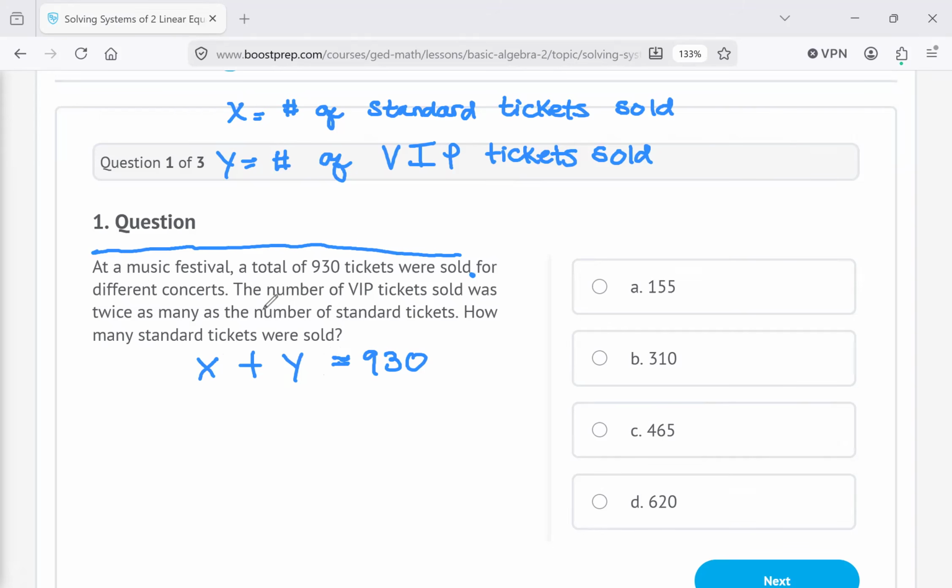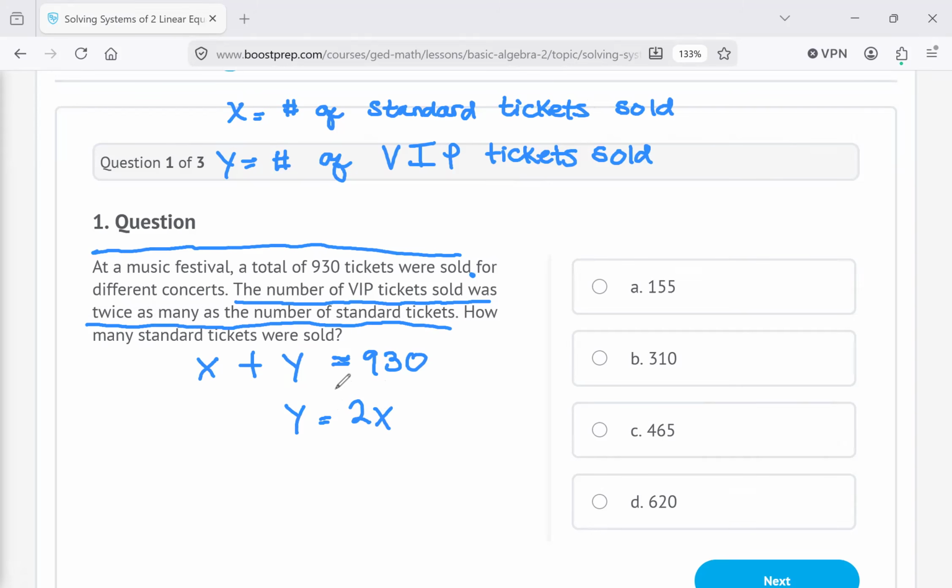Now let's look at the second equation. The number of VIP tickets sold was twice as many as the number of standard tickets. Okay, that's a bit confusing, but we can come up with an equation based on this sentence. How would I create my equation? The number of VIP tickets. So what is VIP? Y. So we can say Y equals twice as many as the number of standard tickets. So that's like saying two times X, because X is the standard tickets. So yeah, that is my second equation.